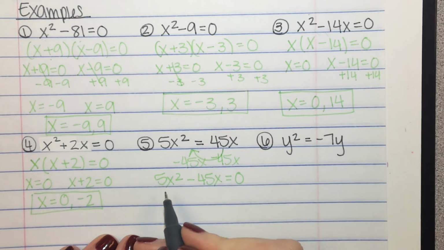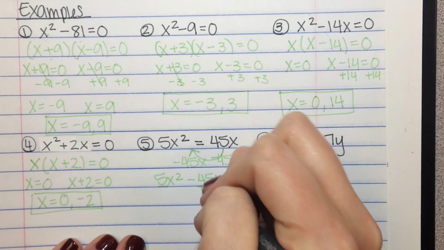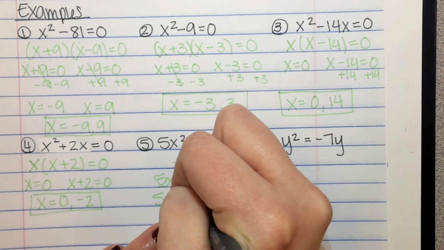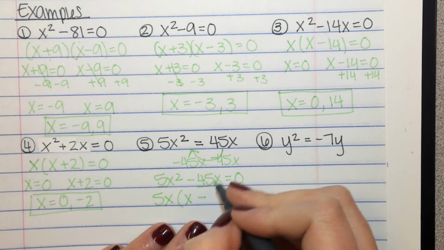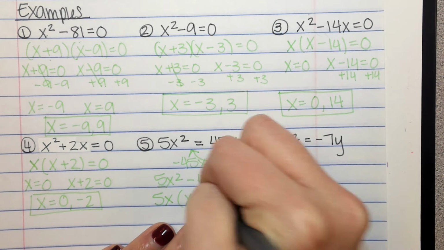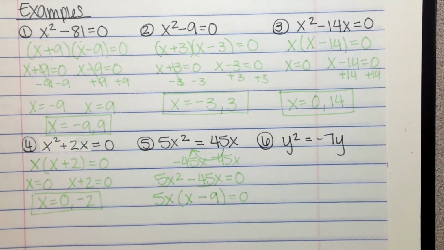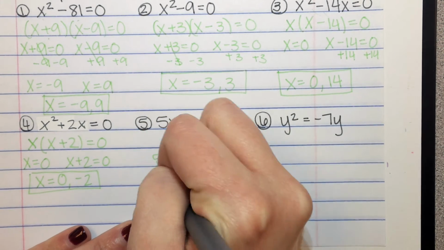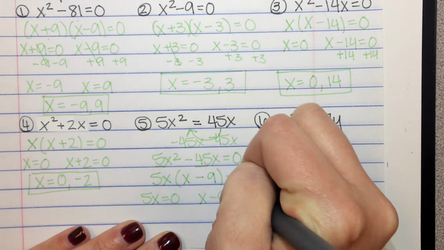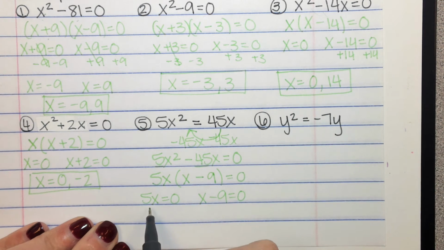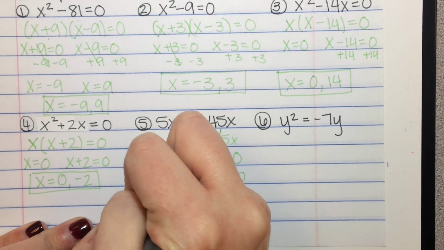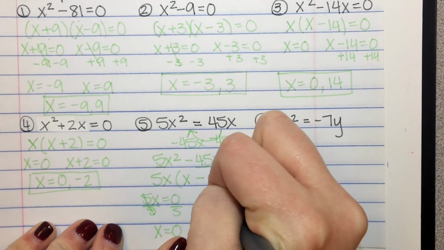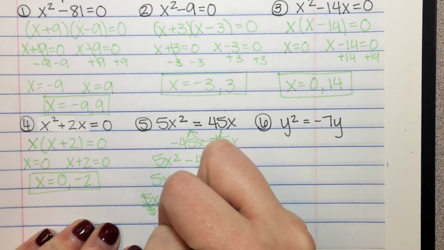Now I can look for a GCF. So the GCF of 5 and 45 is 5. I can pull out a 5x. So I'm left with x minus 9, since negative 45 divided by 5 is negative 9, equals 0. Now I can set my 2 factors equal to 0. So 5x equals 0. x minus 9 equals 0. Now, this one you can do the one step if you need to. So divided by 5, x is just 0. On this one you add 9, and you get x equals 9.